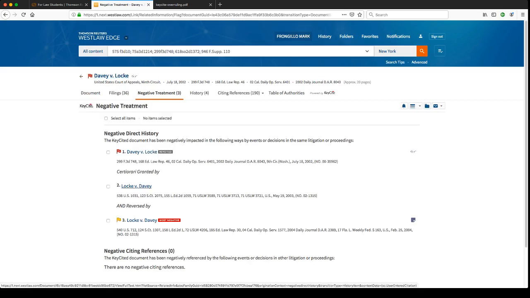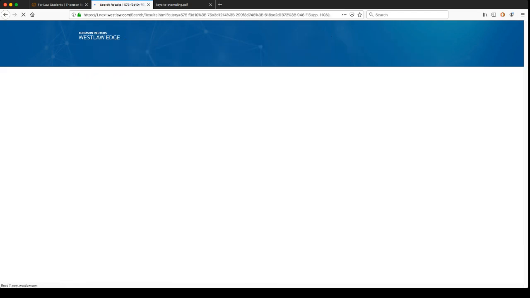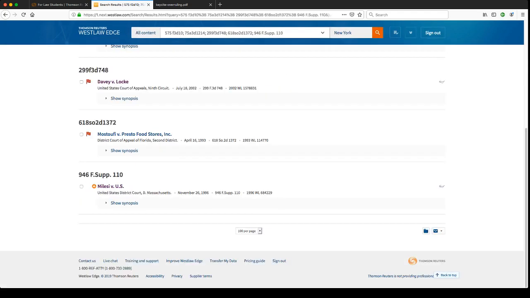I can actually click on the red flag, and I get this depiction. Here's our case. They appealed it up to the Supreme Court. Cert was granted, and the U.S. Supreme Court reversed our case on appeal. So going forward, maybe I'll take a look at Locke v. Davey. I'm not going to rely on the lower court decision because it's been wiped out. Now, that's a situation where your case has a red flag and it says reversed by or vacated by.